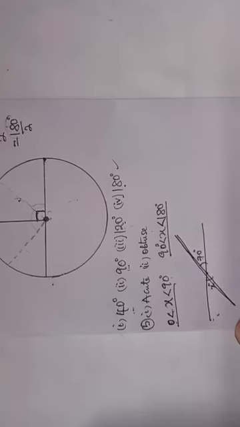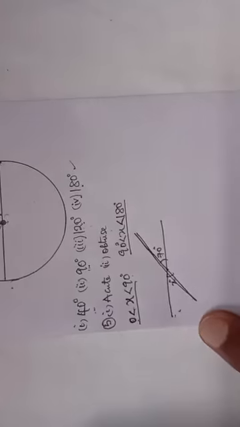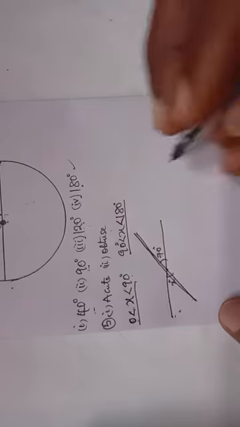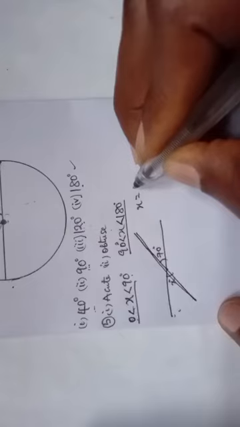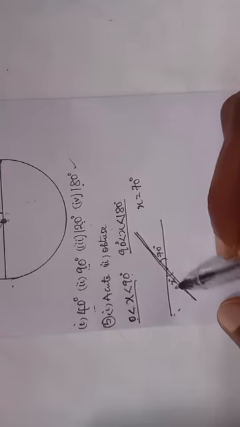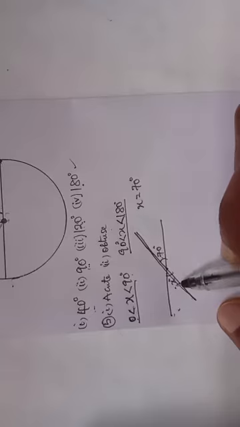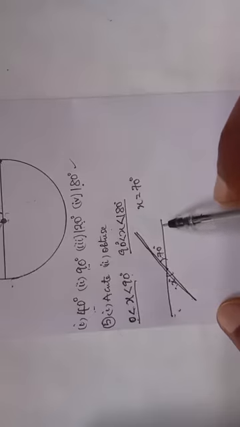Now, the first question says, state the rule of vertically opposite angles. The rule says that vertically opposite angles are equal. That is to say that X is equal to 70 degrees. That means here also is 70 degrees. So I'll be able to find the value of X, because B says find the value of X. Since the rule says here and here are equal, X is 70. So I've already found the value of X in B.